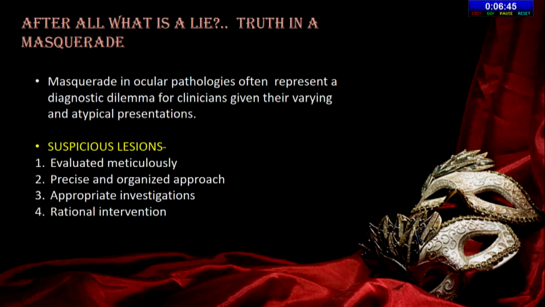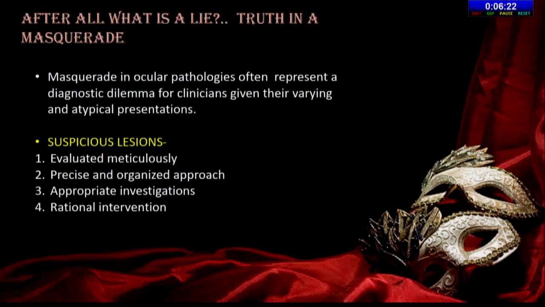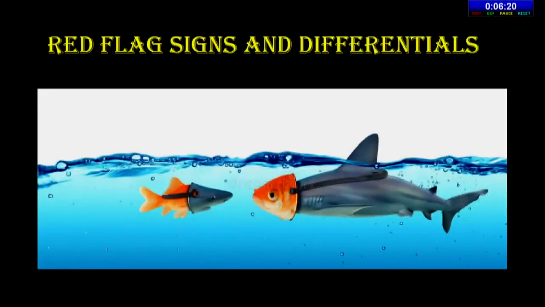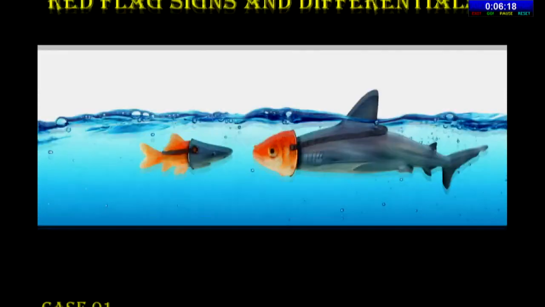Any suspicious lesion in the eyelid or orbit has to be evaluated meticulously. You have to do a protocol-based approach with a templated history-taking, with a precise, organized approach for the clinical findings and evaluation, appropriate investigation, and a rational intervention for coming to a conclusion and treatment. Some of the red flag signs I'll be discussing along with the differentials.